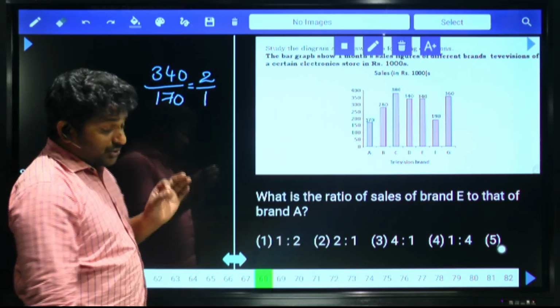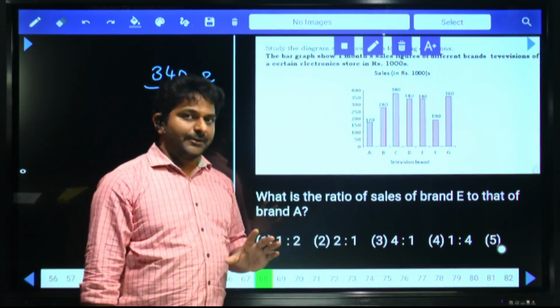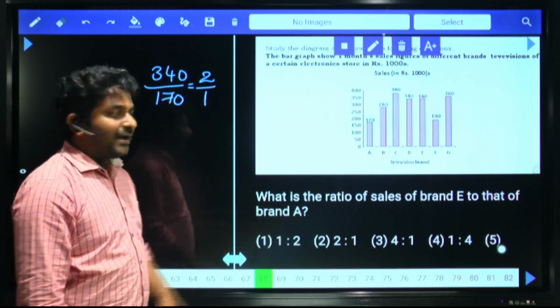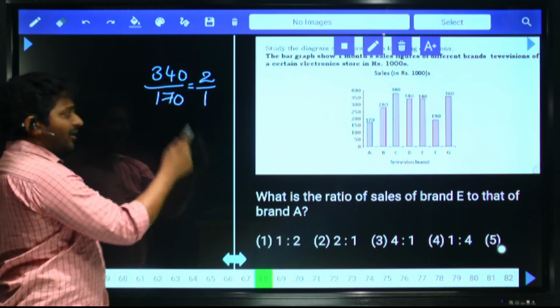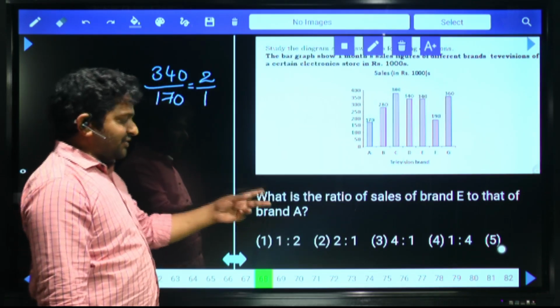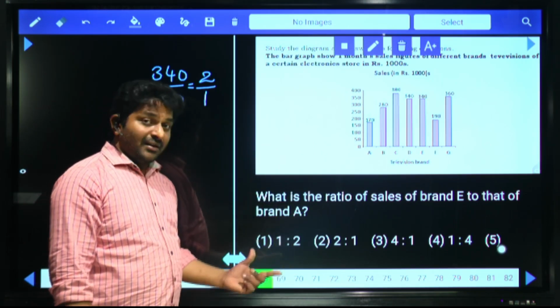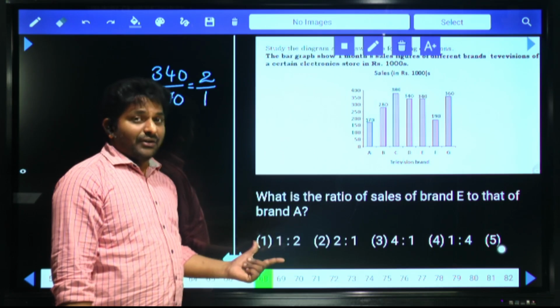So whenever ratio is asked, order is very important. Brand E and then brand A. If you change it, then you'll get the wrong answer. That is 1:2. Examiner will be eagerly waiting for your mistakes.